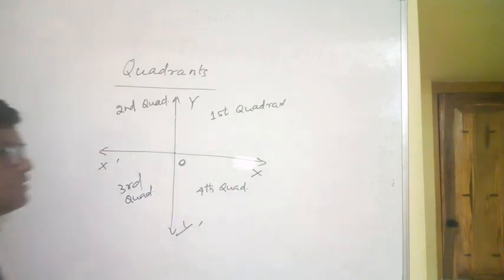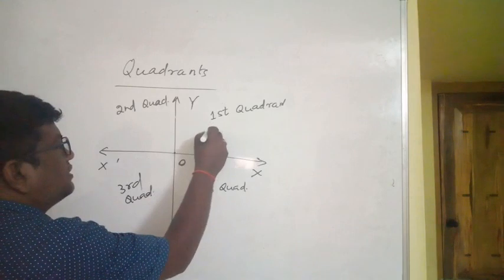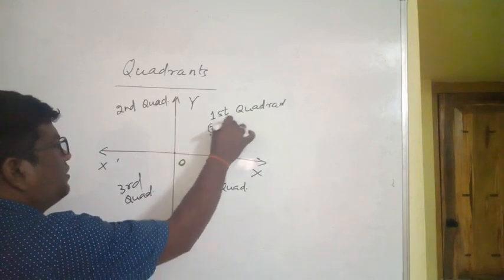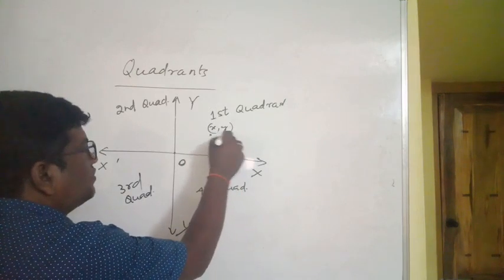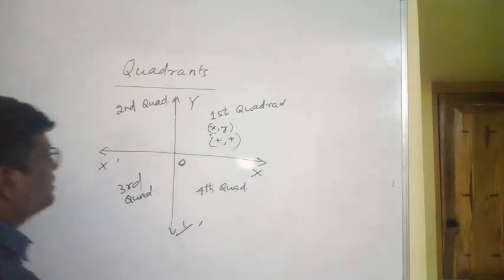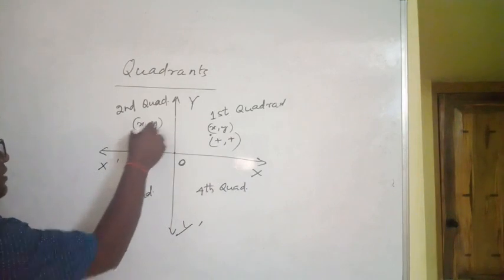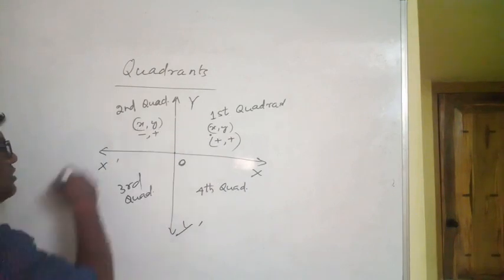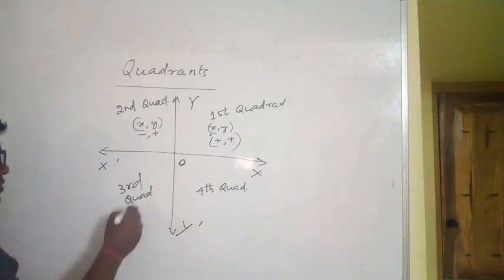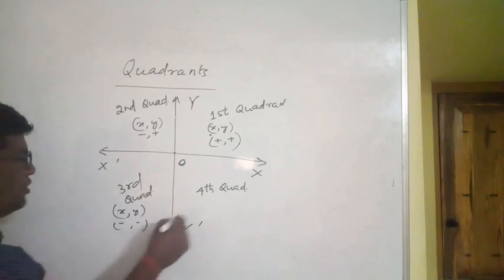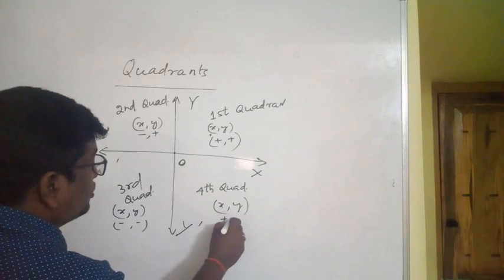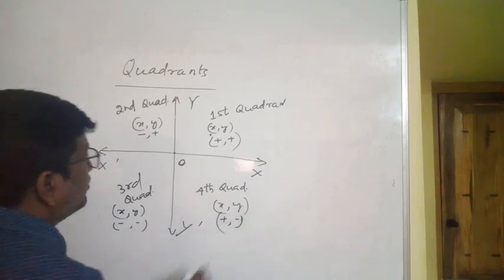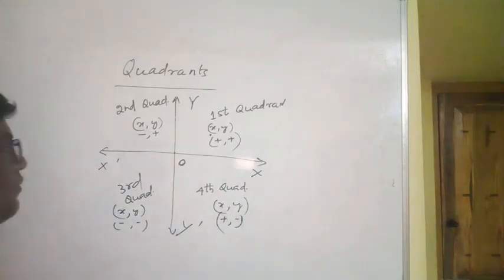In the first quadrant, suppose this point is X comma Y. Both are positive, X plus, Y also plus. In the second quadrant, suppose this is X comma Y, here X minus, Y plus. In the third quadrant, X minus, Y minus. In the fourth quadrant, X plus, Y minus. These are the signs of the four quadrants.